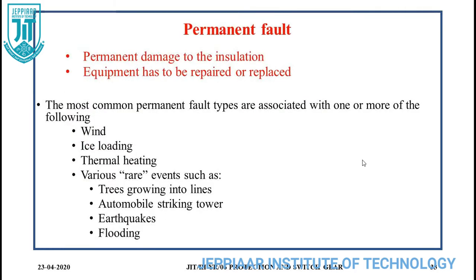Then the next one is permanent fault, which is the opposite of transient fault. A permanent fault affects the insulation permanently, and in this case the equipment has to be repaired or replaced compulsorily. What are the common causes of this permanent type of fault? It may be due to overwind, ice loading, thermal heating, or some rare events like trees growing into lines, earthquake, or flooding. These are permanent faults.